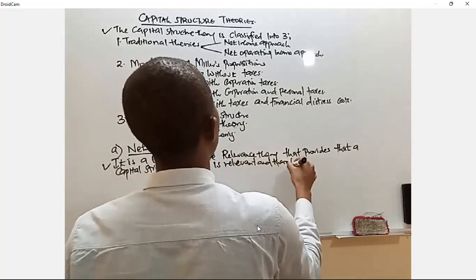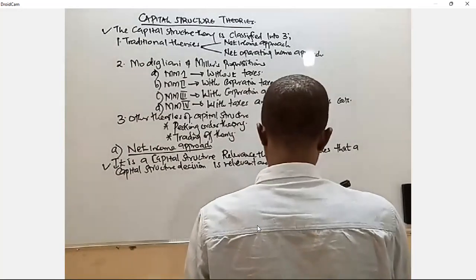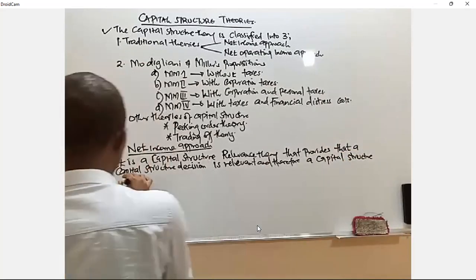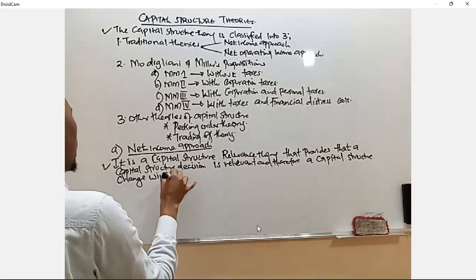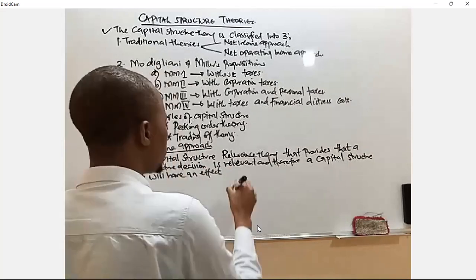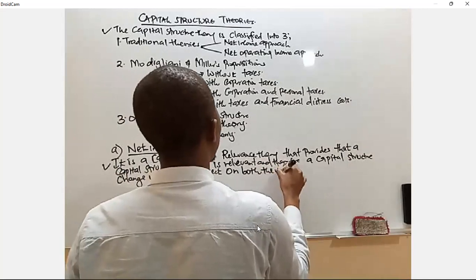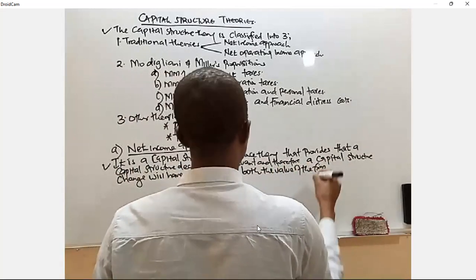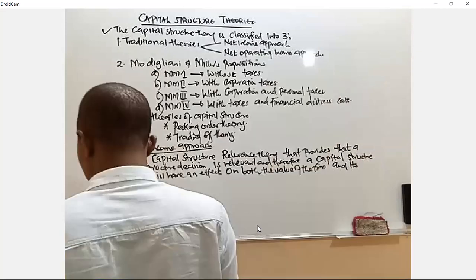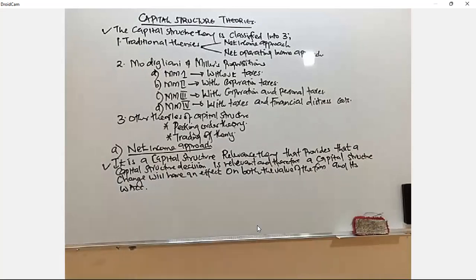and therefore a capital structure change will have an effect on both the value of the firm and its WACC. That is what we are discussing. So it means that when I change the capital structure, it will have an effect on the value of the firm and also the WACC. That is what we are discussing about the net income approach.